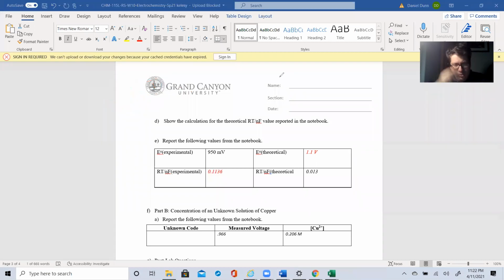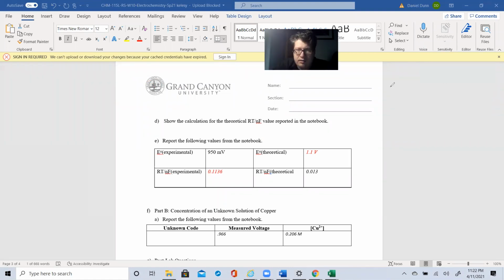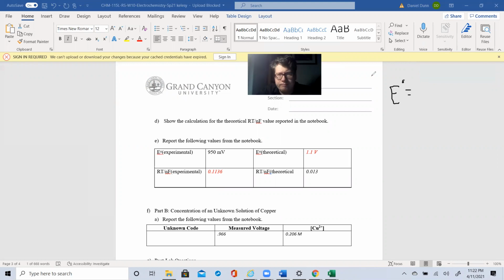Now, in the reading you should have done for this lab, but I'm going to do the reading for you because it's very boring, very dry. You always should read your post lab and pre lab. So E naught, remember, is the energy of reduction minus the energy of oxidation.